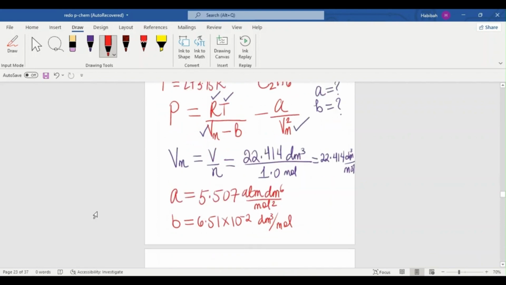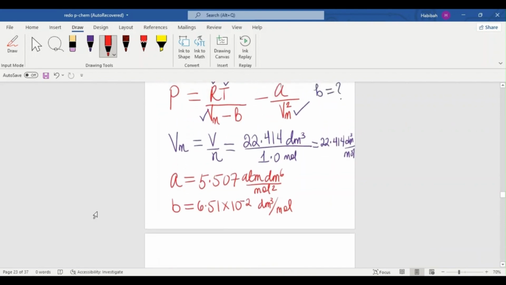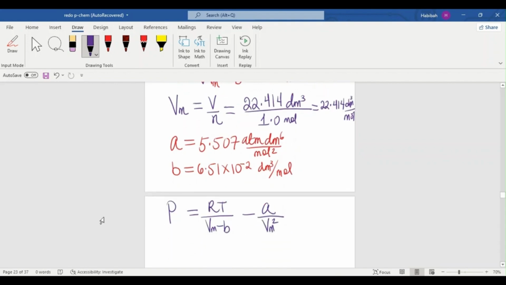So now we have all this information, we can just simply substitute. But before I go on to substitute, let me rewrite the equation and then we can continue from there. So P is equal to RT over molar volume minus b, minus a divided by molar volume squared. So P equals, R is 0.08206 dm cubed atmosphere divided by mole Kelvin, times the temperature.